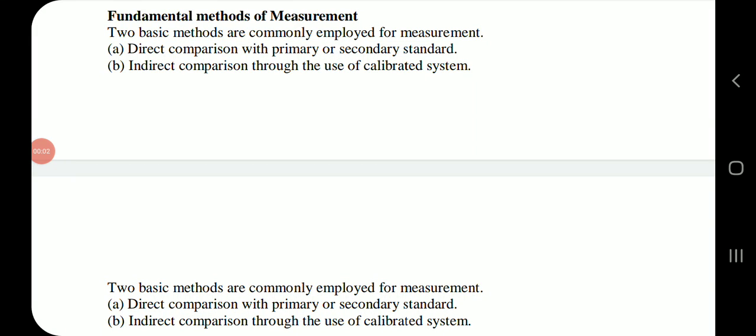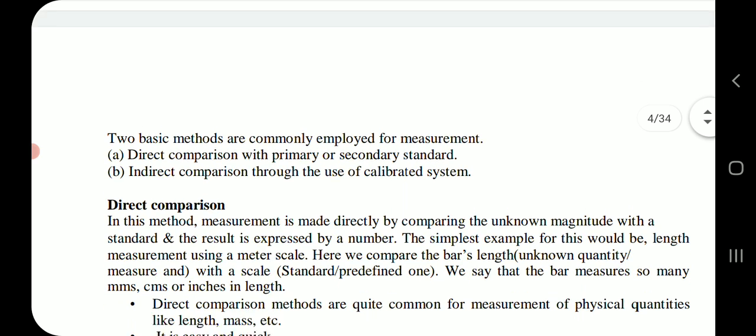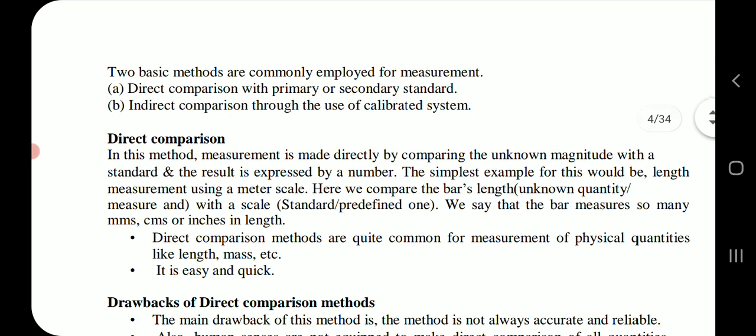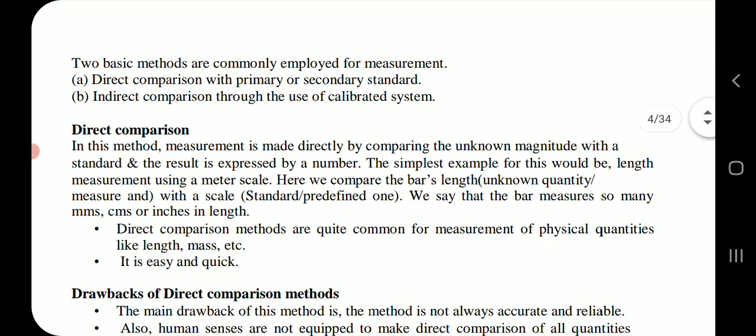Fundamental methods of measurement. Two basic methods are commonly employed for measurement: direct comparison with primary or secondary standard, and indirect comparison through the use of a calibrated system.